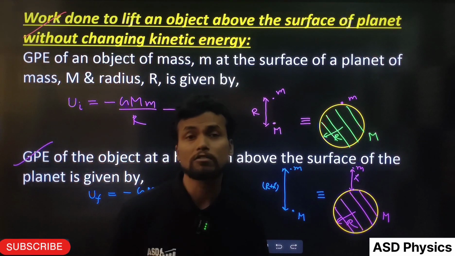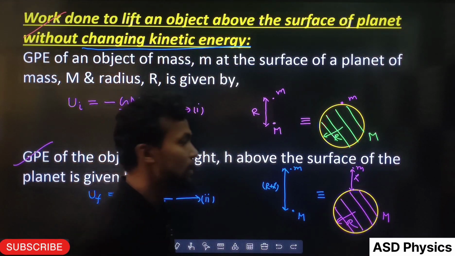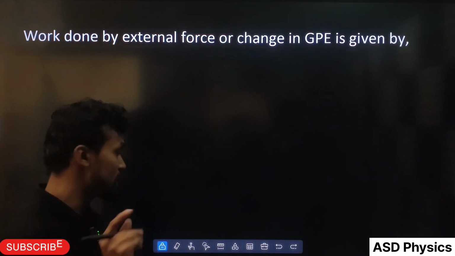Now students, we have to calculate the work done. As you know very well, the kinetic energy is not changing. So whatever work is done will change the gravitational potential energy.